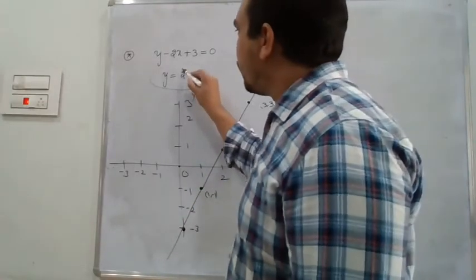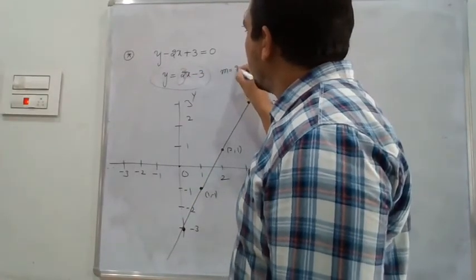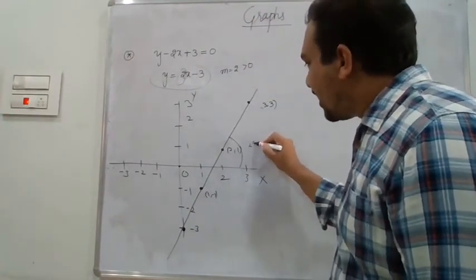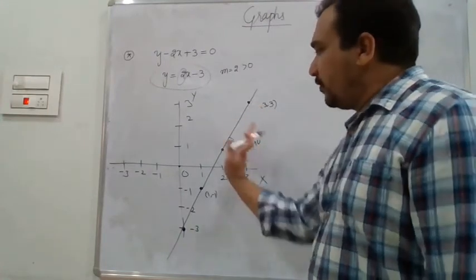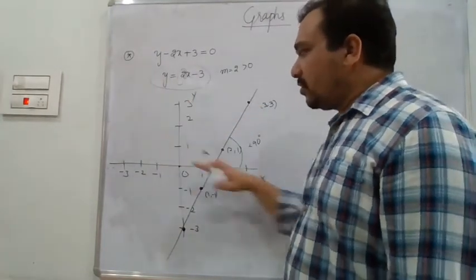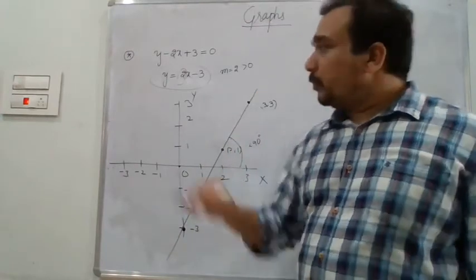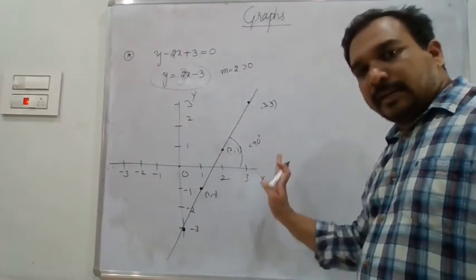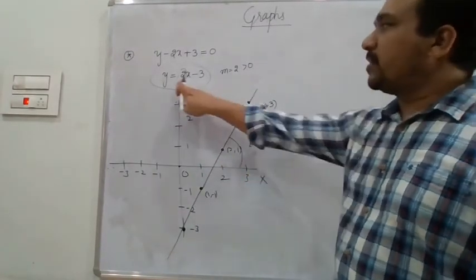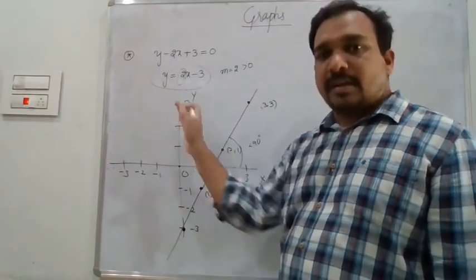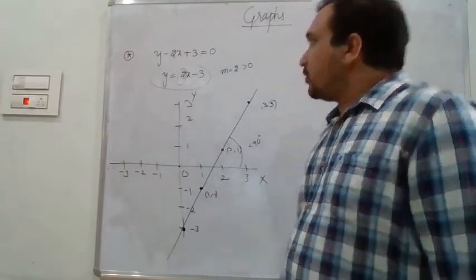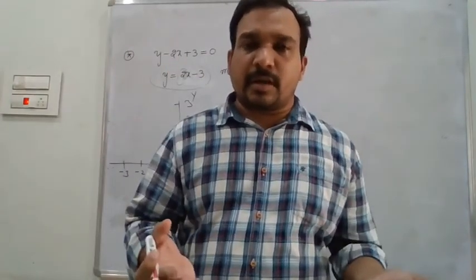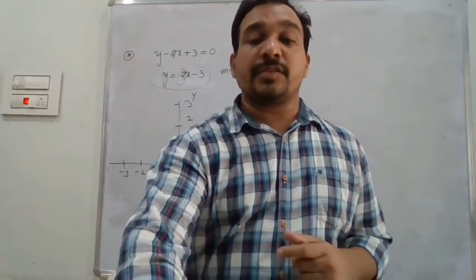Here the slope of the line is what? m is equal to 2, which is positive, greater than 0. That's why this line is making an angle lesser than 90 degrees but more than 0 degrees. If you see, this angle is 90 degrees, no? But this line is making lesser than 90 degrees. Why? Because the slope is positive. If the slope is positive, it makes lesser than 90 degrees, 0 to 90 degrees. If the slope is negative, then it makes more than 90 degrees but lesser than 180 degrees. So this is how to draw the equations of the line. In the next class, I will discuss how to draw the graphs of quadratic equations also. Okay.